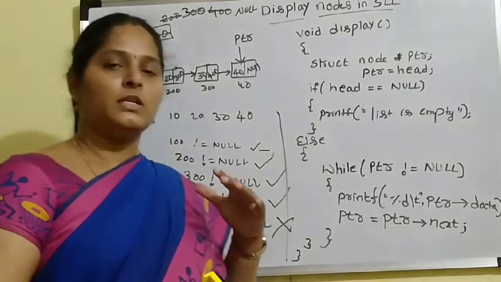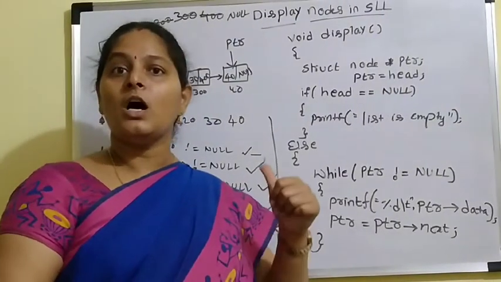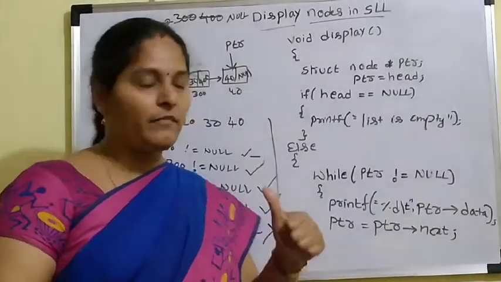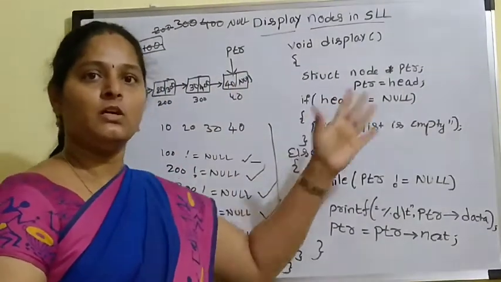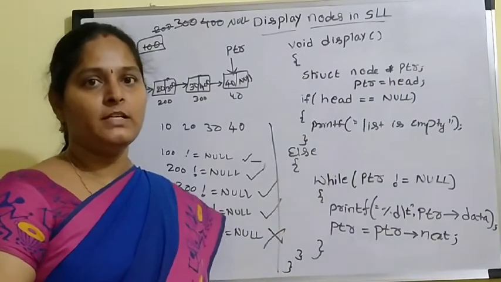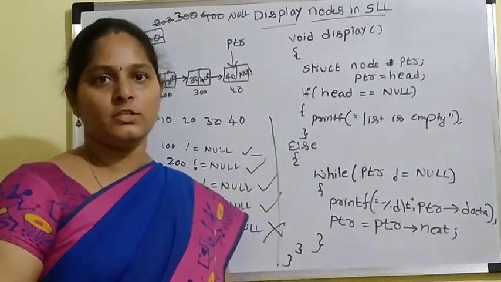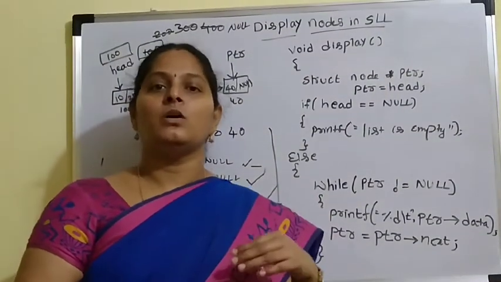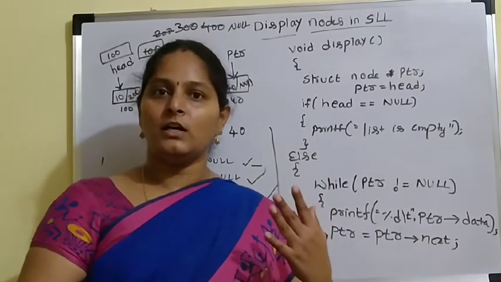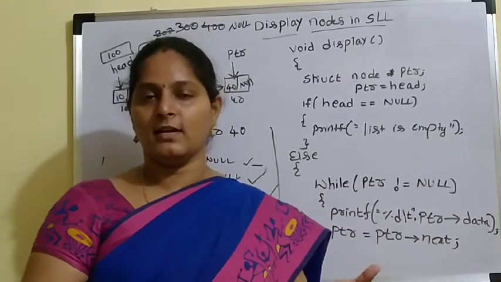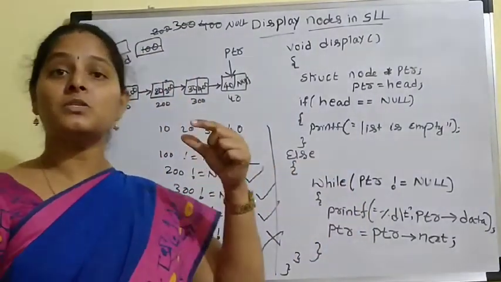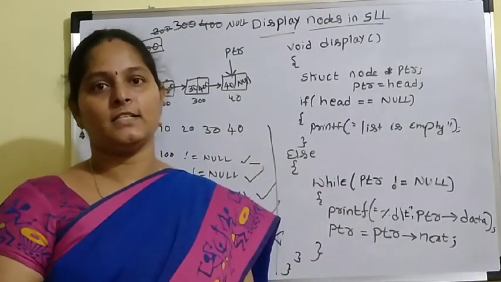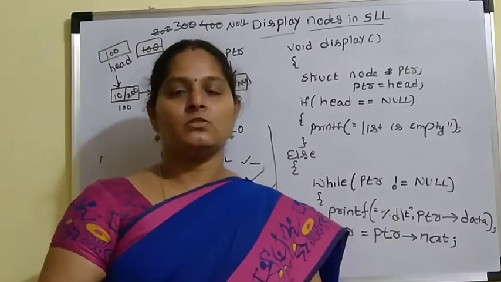Okay, so in this lecture we have discussed how to delete the middle node. After that we have seen how to display all the nodes' information, right? So this is about this video. In the next video we'll see one more topic on single linked list: how to reverse the single linked list and how to search for an element in the single linked list. Okay, thank you. See you in the next video.